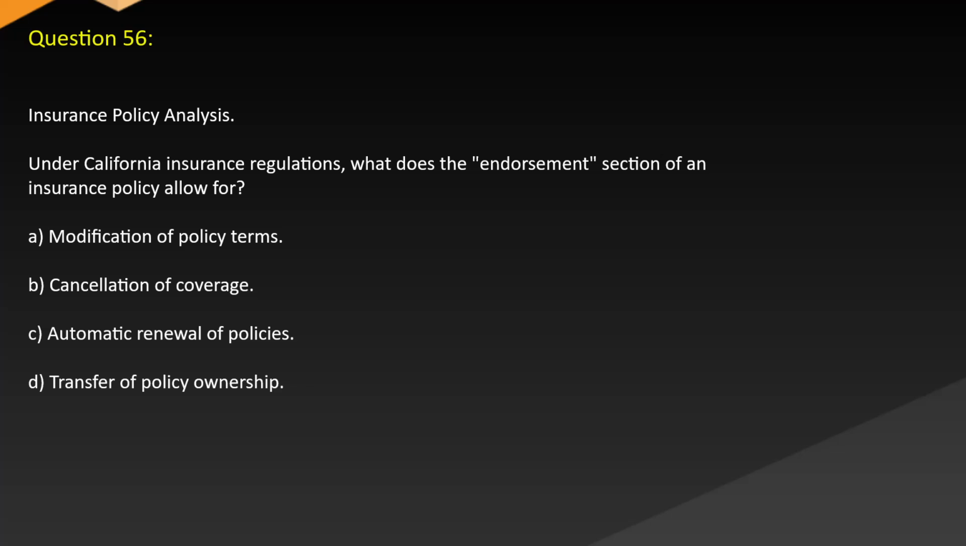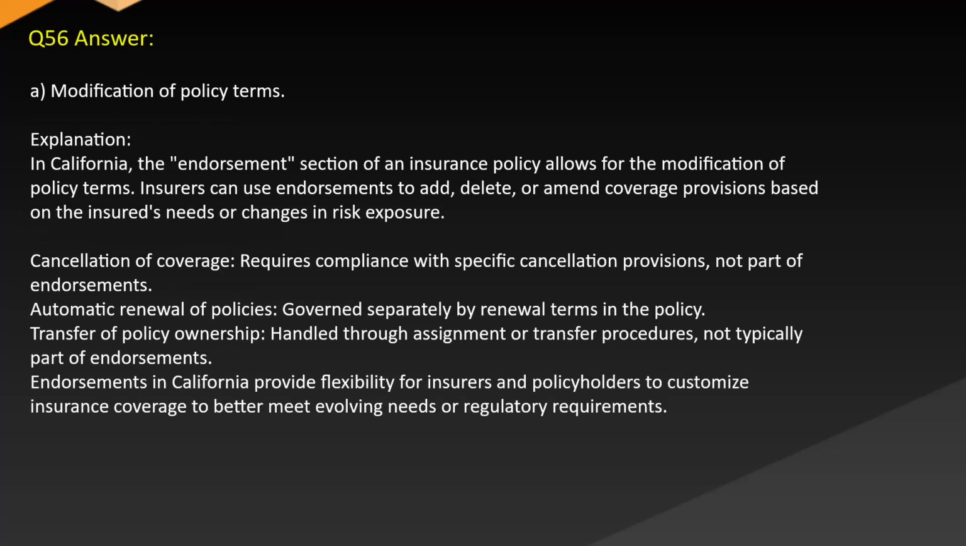Question 56. Insurance policy analysis. Under California insurance regulations, what does the endorsement section of an insurance policy allow for? A. Modification of policy terms. B. Cancellation of coverage. C. Automatic renewal of policies. D. Transfer of policy ownership. Answer: A. Modification of policy terms.